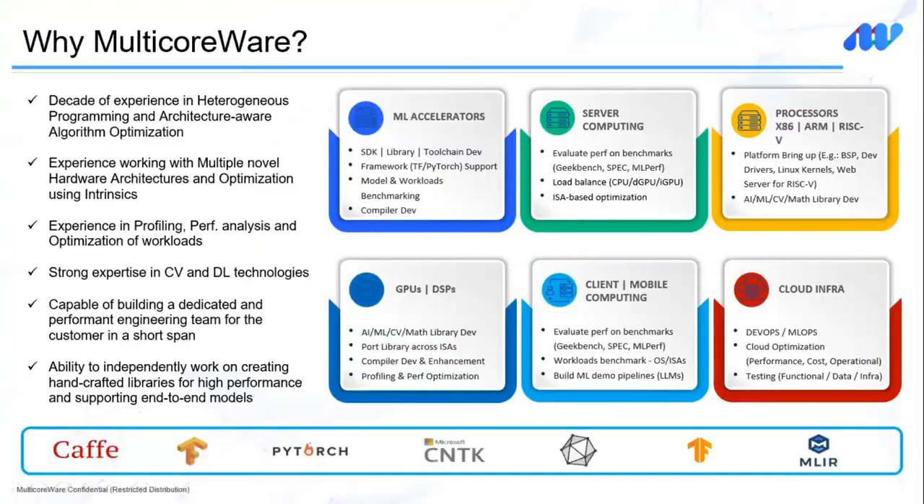So having discussed the fundamental approaches that we follow for optimizing software for the given architecture, why should one choose Multicoreware? It's because we have more than a decade of experience working in heterogeneous programming and architecture-aware algorithm optimization. We also have experience working with multiple novel architectures in the past. We have experience in profiling, performance analysis, and optimization of various workloads, and strong expertise in computer vision and deep learning technologies.